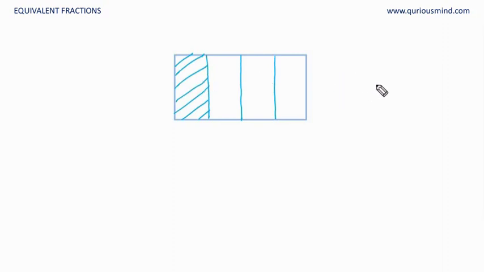I made 4 equal parts, so the denominator is 4 and I have taken 1, which means the fraction is 1 upon 4. Now what happens if I divide this further horizontally like this? Now what is the fraction? How many equal parts are there? There are these small squares which are equal squares.